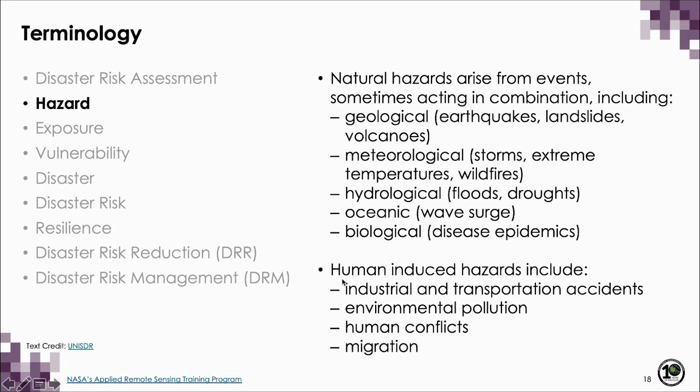hazards can be either natural or they can be human induced. So natural hazards are listed here. In nature, they can be geological, such as earthquakes, landslides, and volcanoes, meteorological, which are storms, extreme temperatures, wildfires, extreme precipitation. You can have hydrological, which also includes floods and drought and extreme precipitation. Oceanic, where you have ocean wave surge, biological, it's diseases and epidemics. Human-induced hazards include industrial and transportation accidents, environmental pollution, human conflicts, human migration. These are all causes of hazards. Now, in this webinar series, we will be focusing on natural hazard only.